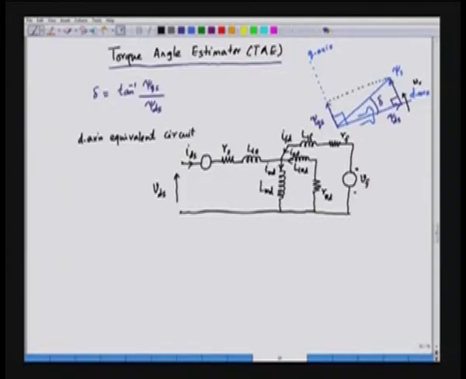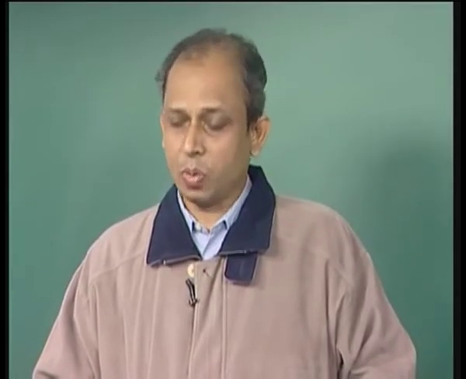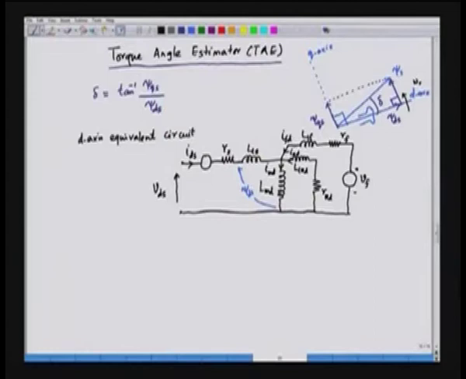So, we are talking about a salient pole machine. So, we have drawn the D axis equivalent circuit. Now, we have to find out the stator flux linkage. The stator flux linkage is the flux linkage associated with the magnetizing branch and the stator leakage. So, this is psi ds. Psi ds is the flux linkage associated with the magnetization branch and also the stator leakage inductance. Now, to find out this psi ds, we have to find out what is IMD.